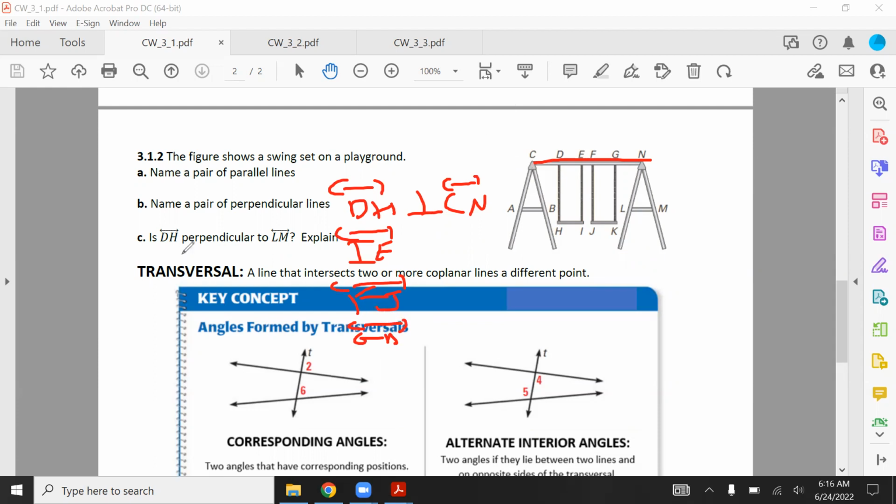Now, is DH perpendicular to LM? So here's DH. Here's LM. Yeah, I think we could probably say so. I mean, the only thing is that they're not touching each other, so they're not on the same plane. So actually, let me take that back. I'd probably say no. And that's probably because they're not touching, right?